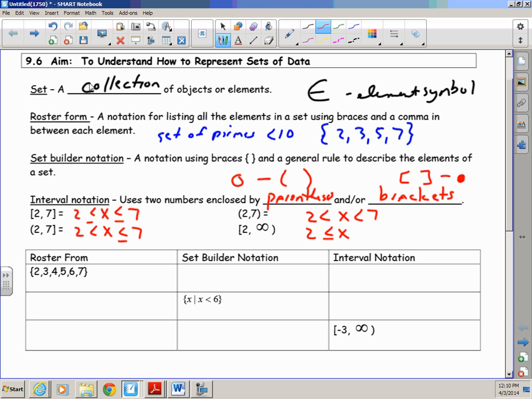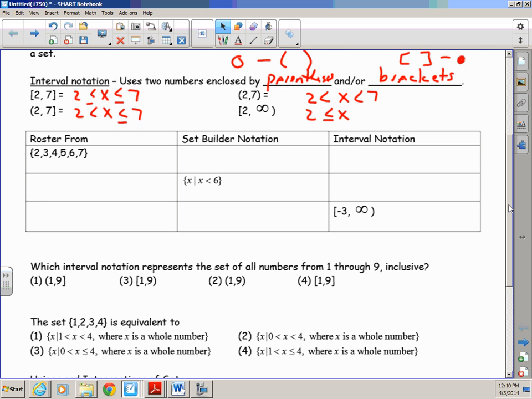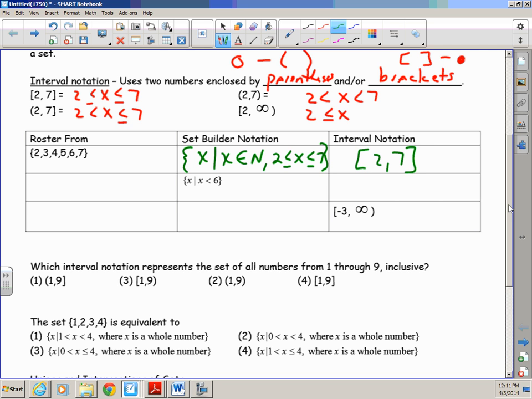Okay? So just to give you some examples of each, if I have the roster form of the numbers 2, 3, 4, 5, 6, 7, then what I would do is I would say x is the element of natural numbers, N, and it is between the numbers 2 and 7 inclusive. And in interval notation, we would do like above, where we would put brackets around both.